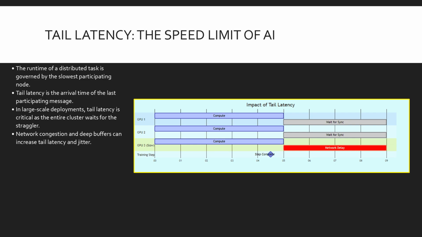This Gantt chart demonstrates the impact of tail latency. GPU 1 and GPU 2 finish their compute tasks quickly at the 5-second mark and enter a wait-for-sync state. However, GPU 3 experiences a network delay, the tail latency, pushing its completion to 9 seconds. The entire training step cannot complete until GPU 3 is finished. This visualizes how one slow path forces the rest of the cluster to idle, wasting compute cycles.